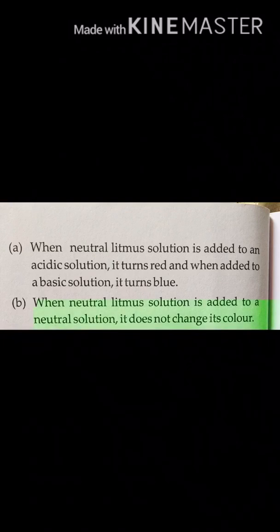When neutral litmus solution is added to a neutral solution, it doesn't change its color. Then there is no change in color, which means the solution to which neutral litmus solution is added is a neutral solution.